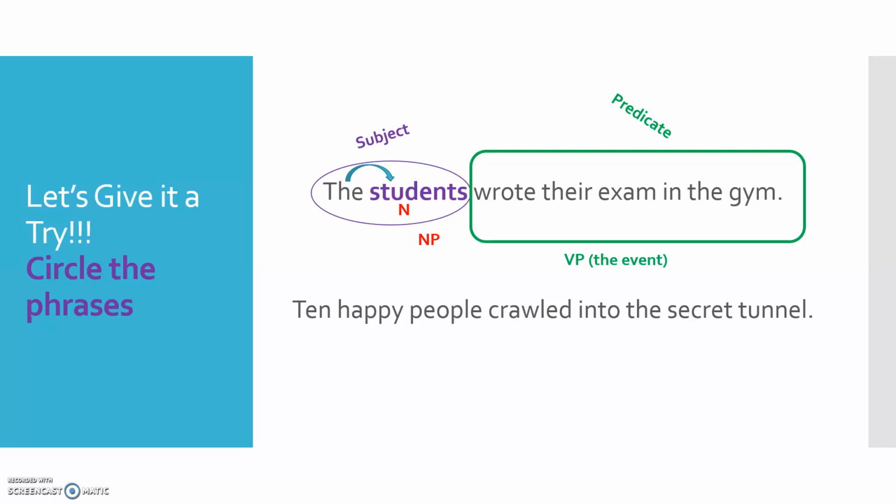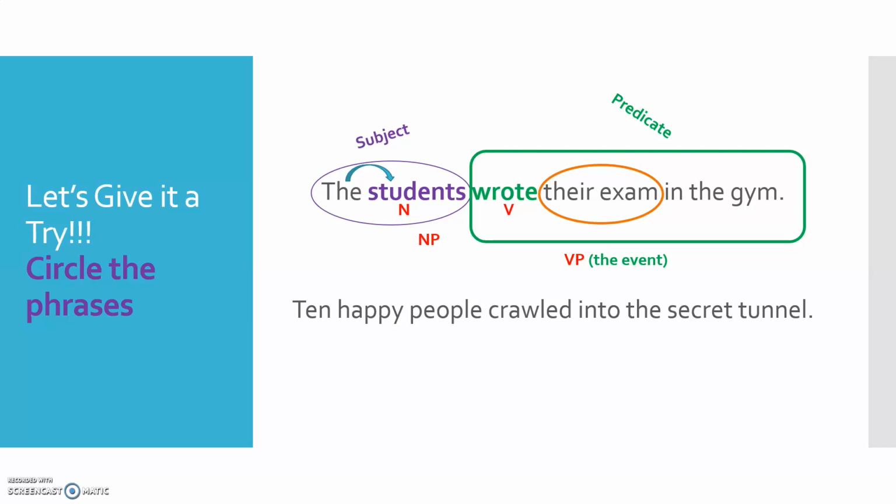The head of the predicate is the verb wrote. The predicate is always a verb phrase because it's always an event. And how do we mark events? With verbs. So wrote is the head verb, meaning wrote their exam in the gym. That whole phrase together is a verb phrase that marks the event. But within the verb phrase, usually we have more going on than just a head verb. Usually we have other kinds of either entities or locations or different things going on in the predicate.